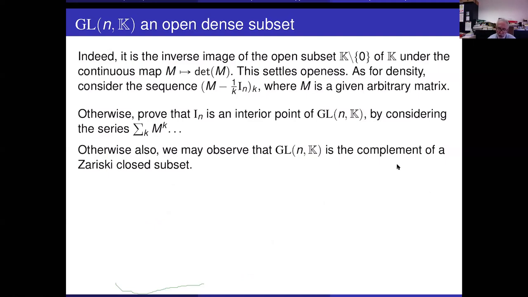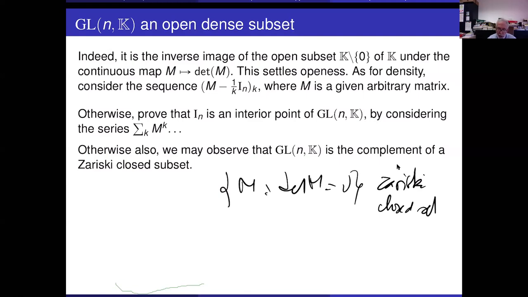It's easy. GLNK is the complement of a Zariski closed set. Let us take the set of matrices of determinant 0. This is a Zariski closed set. It is the zero set of a set of polynomials. Its interior is void, because if not, the polynomial determinant would be 0 over an open subset in K to the power n, so it would be 0 all over. But this is not true because the determinant is not 0.